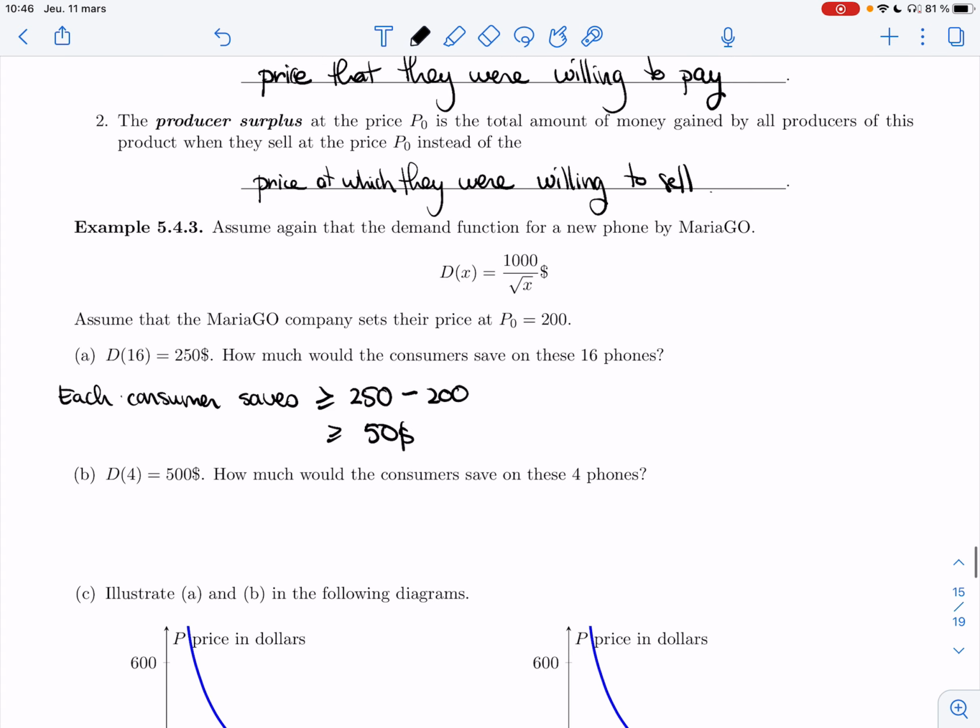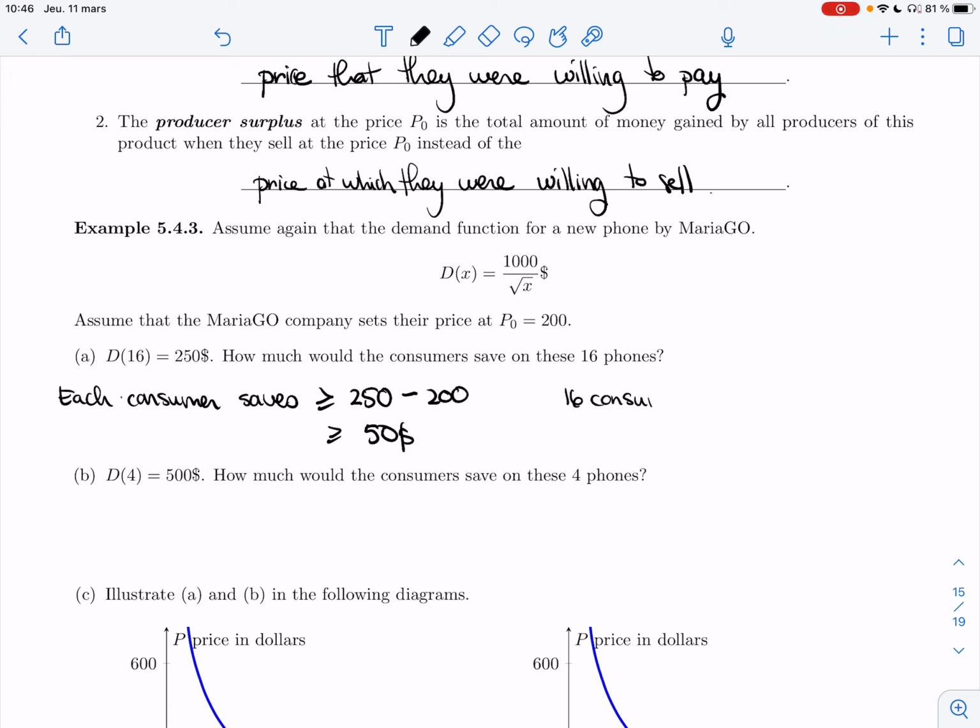All right, so the 16 consumers were willing to pay at least 250. So each of them saves at least 50. So in total, they would save 16 times 50, and that's 800.